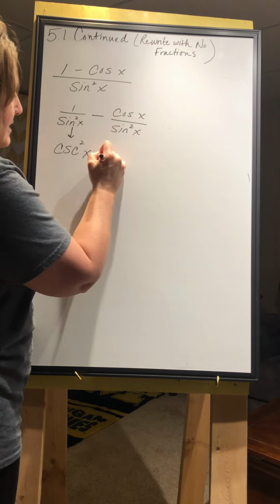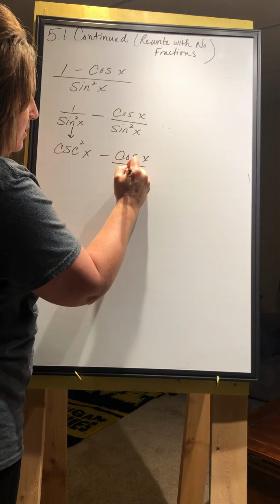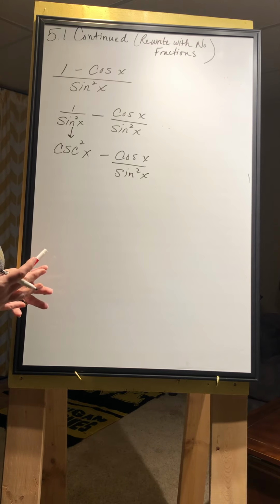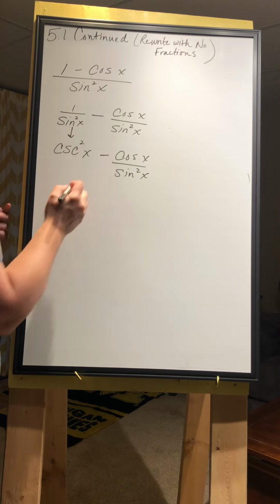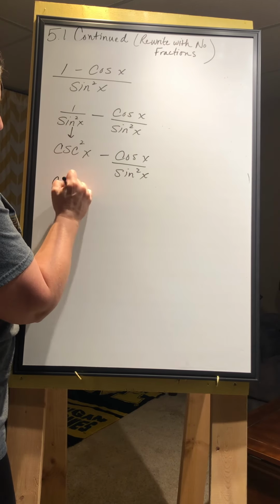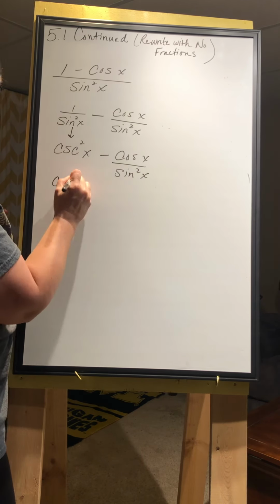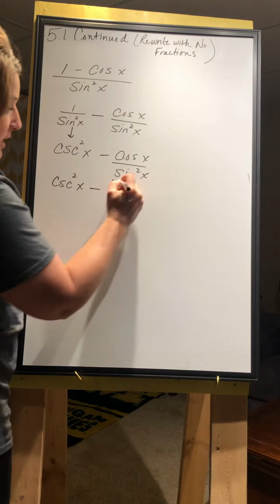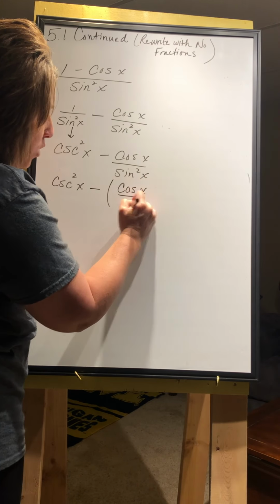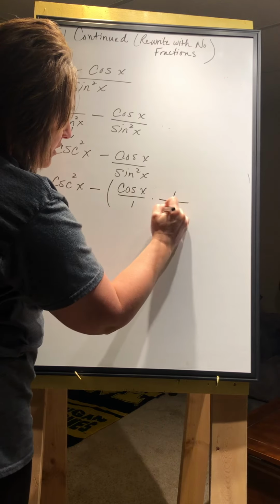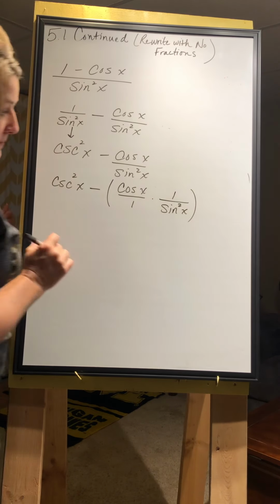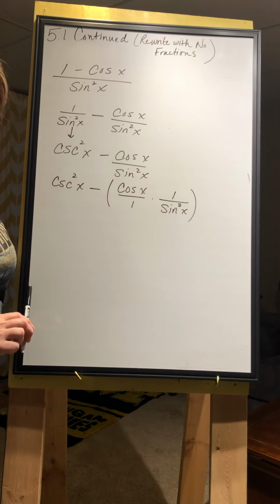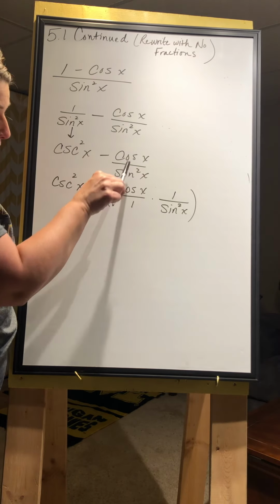And now here I still have minus cosine x over sine squared x. So we're going to have to break that up a little bit too, because it's still a fraction and we don't want a fraction in our answer. So we're going to break this up into cosecant squared x minus, now I'm going to rewrite this, and this is all one quantity, cosine x over 1 times 1 over sine squared x. So as you can see, this is one fraction. Now I've broken that into two fractions that are multiplied together, but they still equal the same thing.